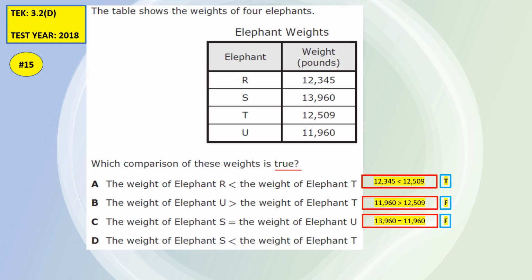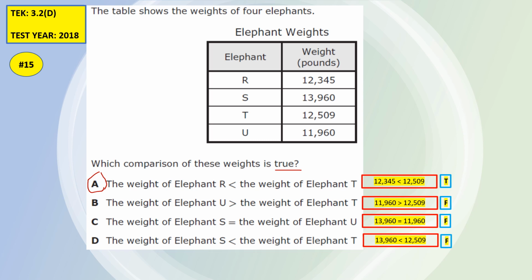Now let's look at D. The weight of elephant S is less than the weight of elephant T. And when we write that out, that's 13,960 is less than 12,509. Well, that's definitely false. So answer choice A is our correct answer choice. If that's the answer that you received when you were working everything out, you are an absolute brainiac.